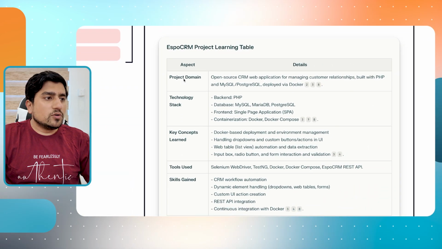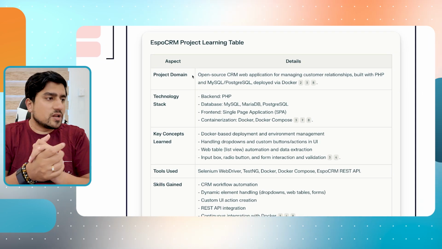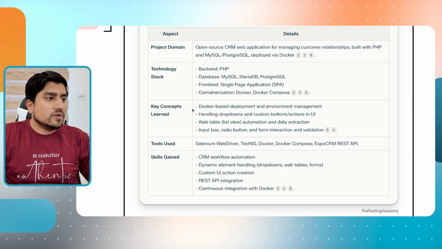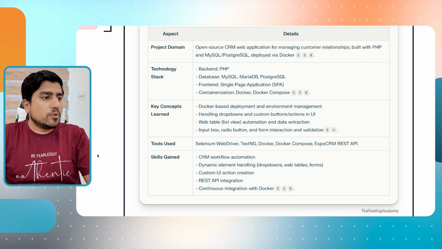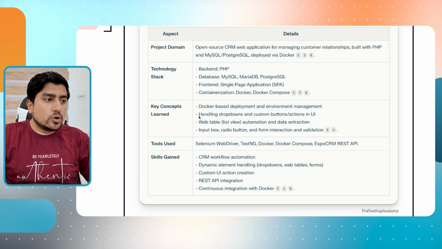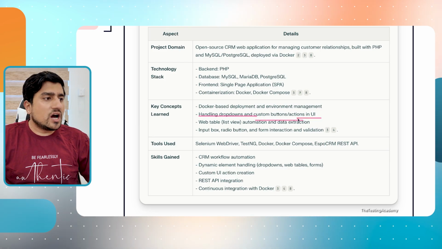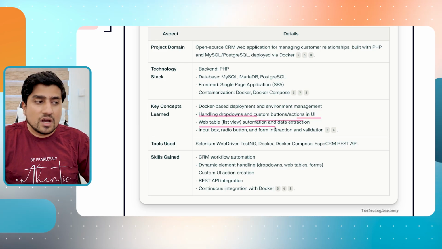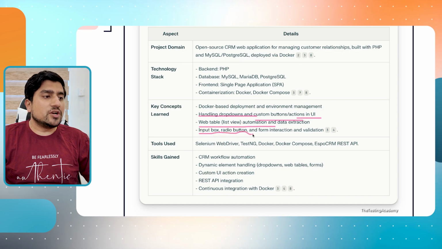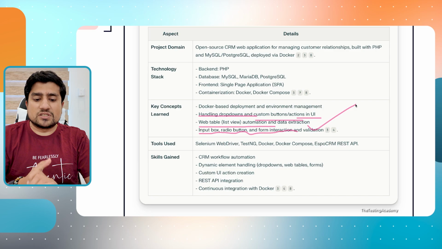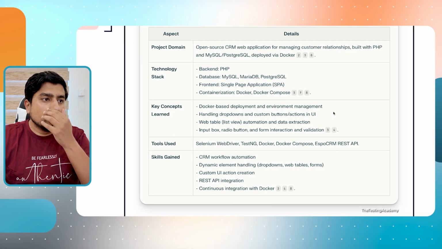So what are the things that you will learn specially in this? This is very, very important. This project is basically made in PHP, MariaDB, MySQL. You will learn a few important things. What are the important things? You will learn how to handle the dropdown, how to handle custom buttons, how to handle a dashboard, how exactly you can use a web table. You will learn input messages, radio buttons, and other form interactions that you need to learn to become an automation tester. All these are very, very important things you need to understand.